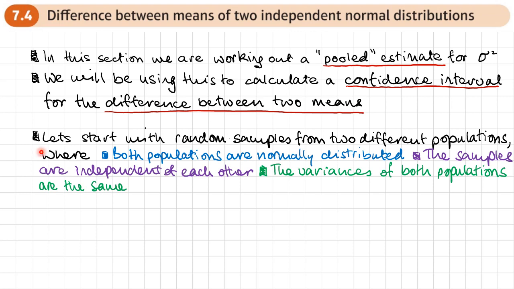So let's first of all start with random samples from two different populations where we have the following three features. Both populations are normally distributed. The samples are independent of each other, so the samples that I take from each population are independent of each other. And the variances of both populations are the same, or we're assuming that the variances of both populations are the same.